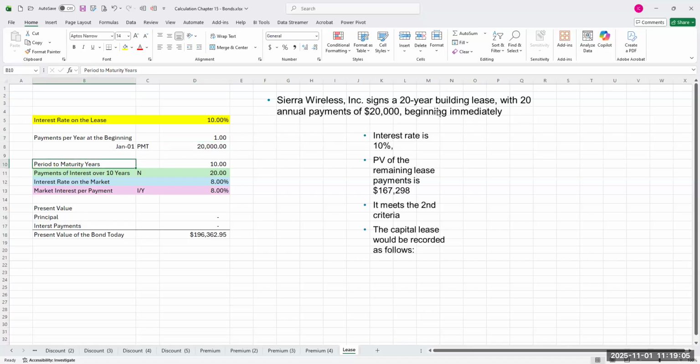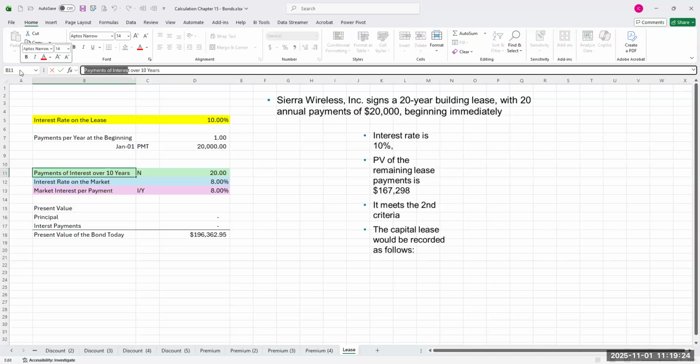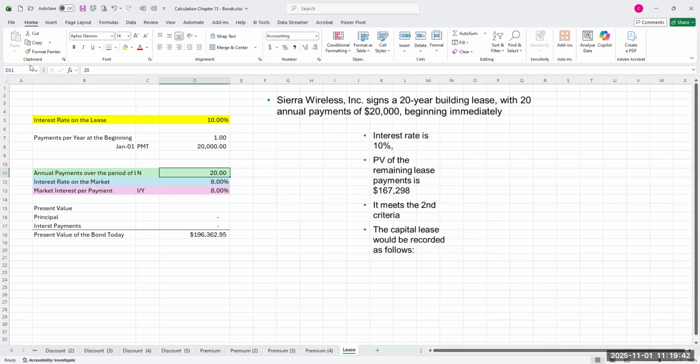Maturity, the lease is for 20 years. After 20 payments it's going to be gone. Payment interest, payment to maturity years. No, let's get rid of this. Payments, annual payments. Let's go with this: annual payments over the period of the lease. Over the period of the lease, and those are 20 payments.